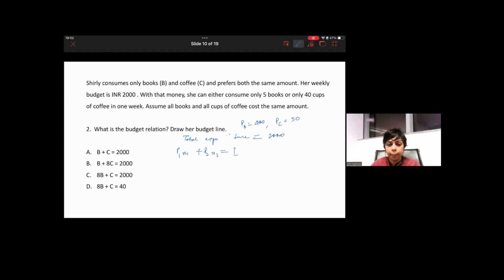Is this clear to everybody? Any problem? Because many people did not answer this question, so I wanted to make sure that it is clear to everyone. I think only one person has answered it. So then what will it be? Price is 400B plus 50C is equal to 2000. You can divide the whole thing by 50, and what you get is 8B plus C is equal to 40. So this is the answer. Does it make sense now?